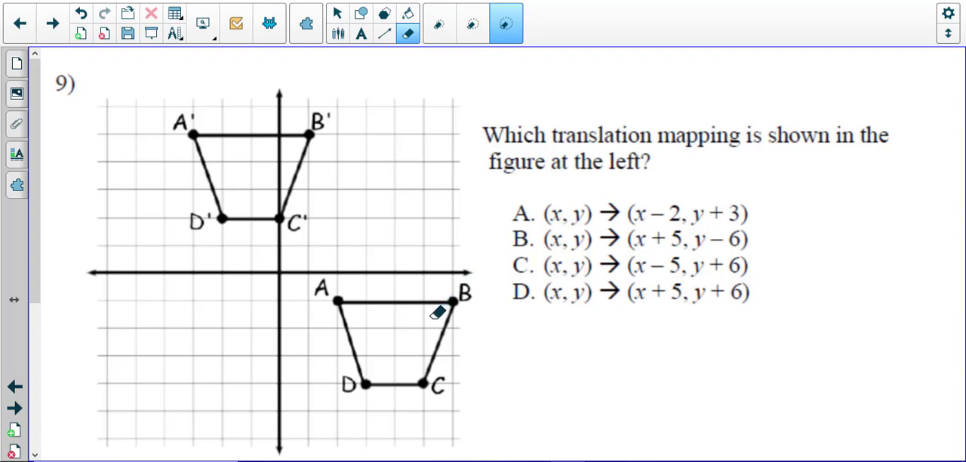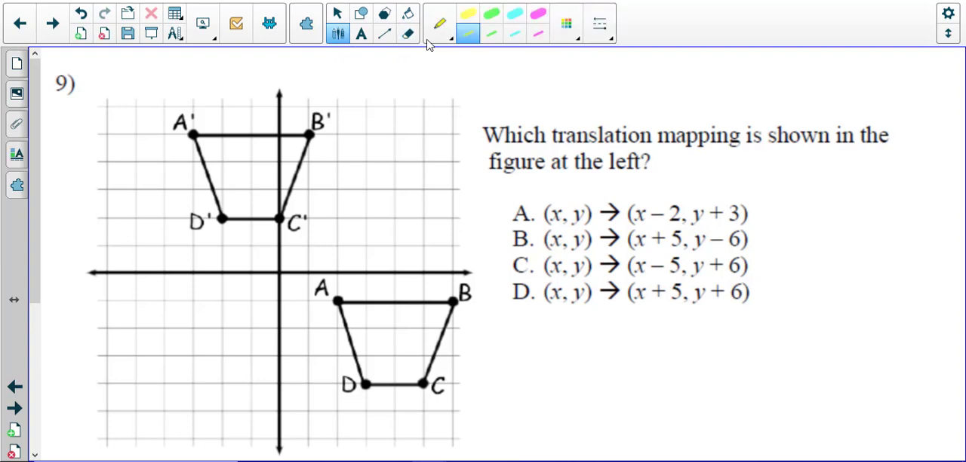This is a multiple choice question, and it says, which translation mapping is shown in the figure at the left? Keep in mind that our pre-image is going to have the vertices A, B, C, and D. So that's in the fourth quadrant right down here. And then our image after a translation is going to have our vertices A prime, B prime, C prime, and D prime.